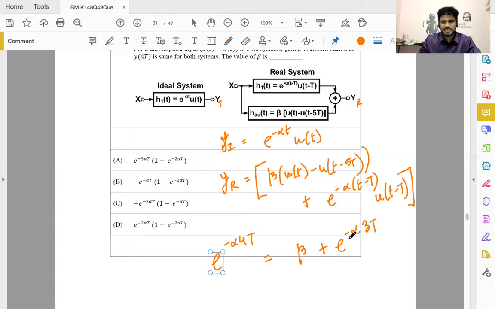Okay, you have beta. Pull out the common term e power minus 3 alpha t. So it's either this or this. And very specifically, if you pull out minus 3, you should get this.